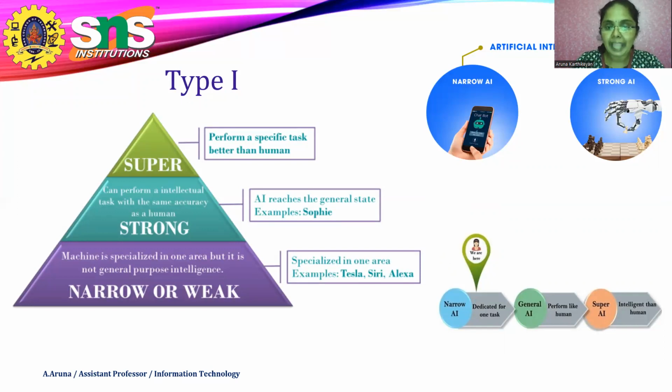The next one is strong AI. The AI reaches the general state. It can perform intellectual tasks with accuracy comparable to human thinking. This can be called strong AI. Super AI performs specific tasks better than human beings. That can be called super AI. These are the different types under the type 1 category. Narrow AI is dedicated to one task, general AI performs like a human being, and super AI is more intelligent than the human.